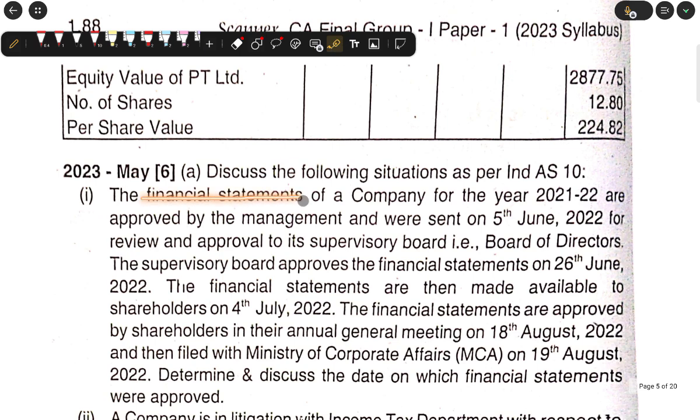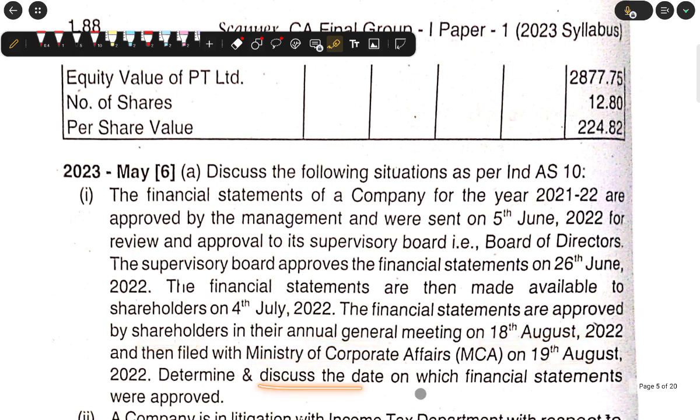The financial statements of the company for the year ended 31st March were approved by the management on 5th June for review and approval by the supervisory board of directors. The supervisory board approved the financial statements on 26th June. The financial statements were then made available to the shareholders on 4th July. The shareholders approved them at the annual general meeting on 18th August, and they were filed with the Ministry of Corporate Affairs on 19th August.